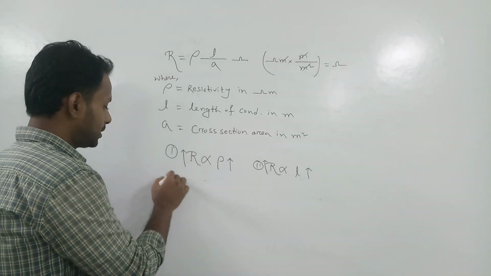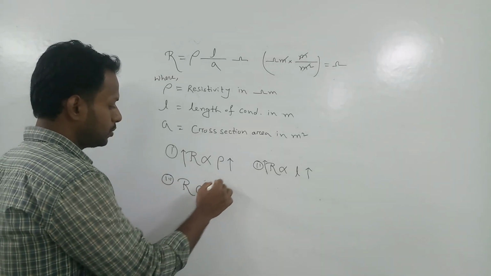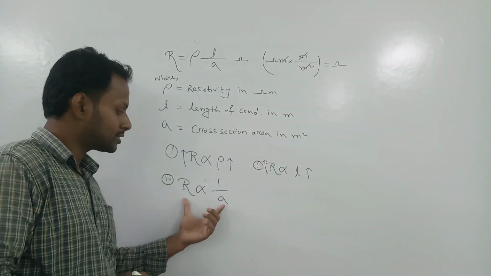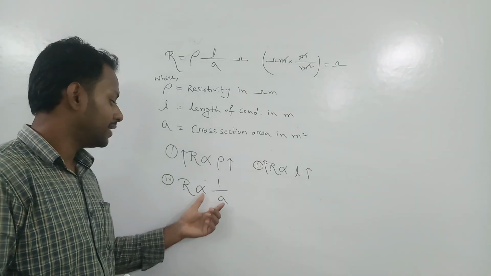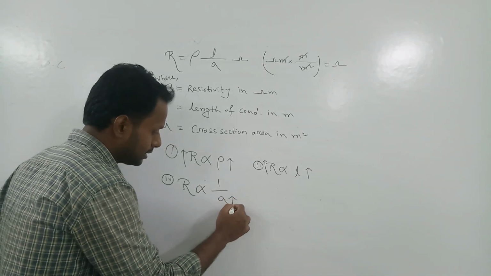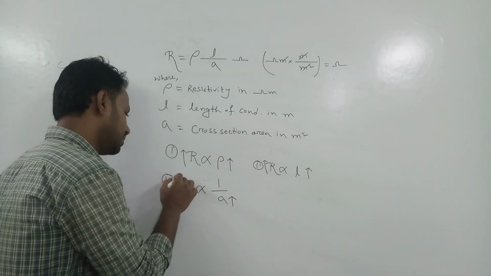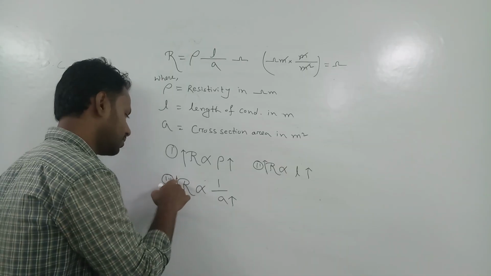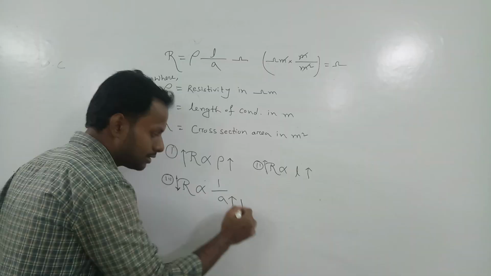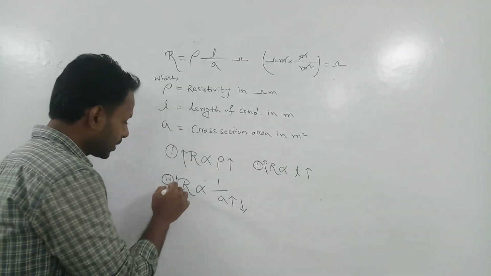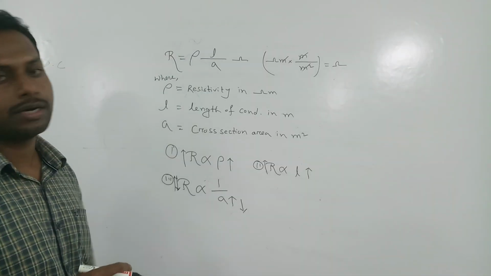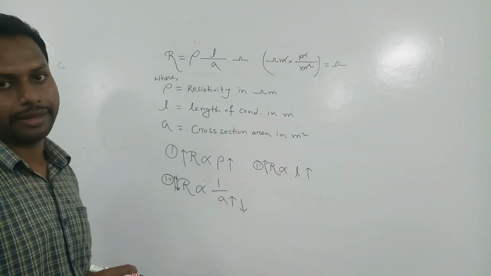Come to the third part, that is R proportional to 1 by A. In this part, we see that it is inversely proportional. So what does it mean? It means that if we increase the cross-section area, the resistance will decrease. If we decrease the cross-section area, resistance will increase. This is the inverse relation with cross-section area.